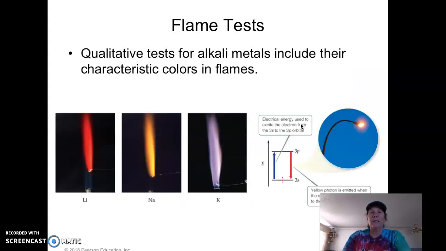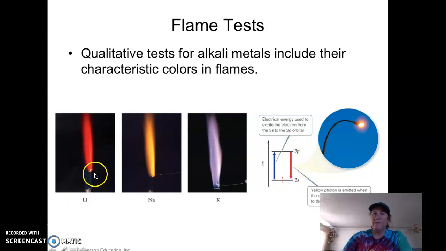Okay, I talked a little bit about this with flame tests. Flame tests is when you have your electron and it's supposed to be here, let's say in the 3s. And you heat it, so you give it energy, so it bounces up to the 3p, but it knows it's not supposed to be there. So when it goes back down to its ground state, it has to give off that absorbed energy. And each element has a characteristic wavelength of energy they give off.